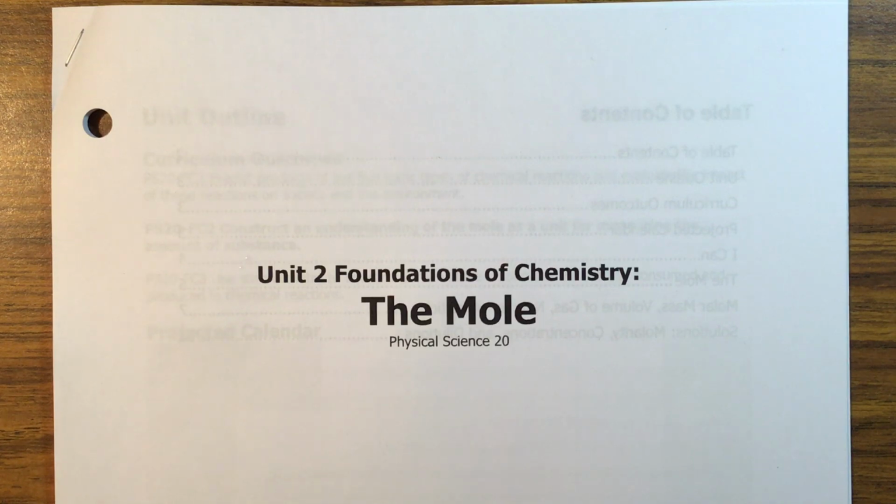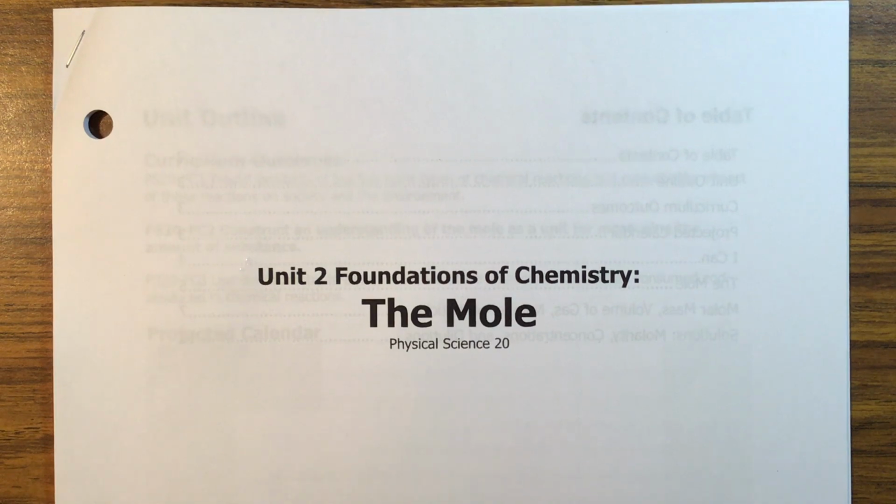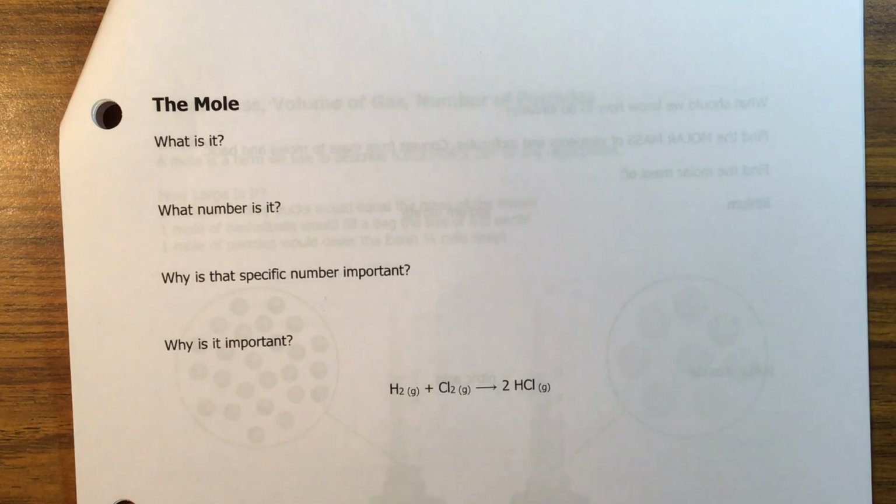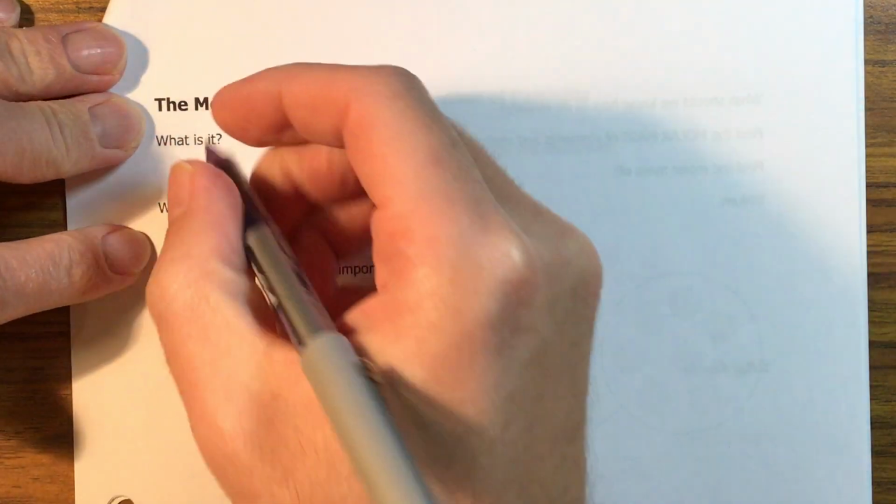Let's take a look at the second section in the chemistry unit. It focuses on the mole, what it is, and how to use it. All right, so first section is just going to be on some basics. The mole, what is it? Well, it's simple. It's a number.